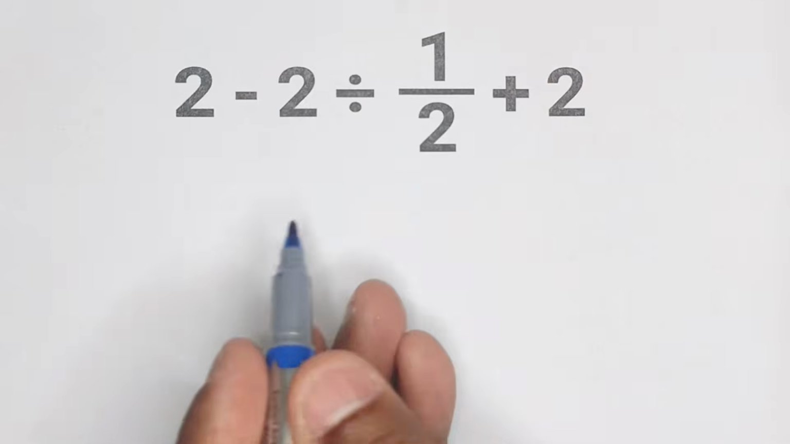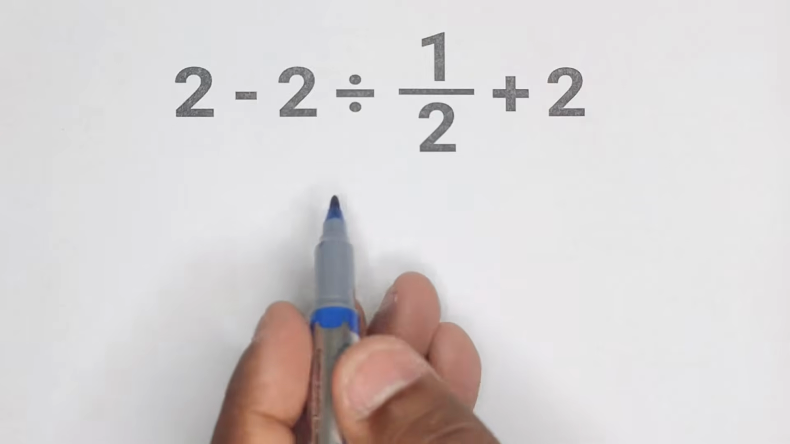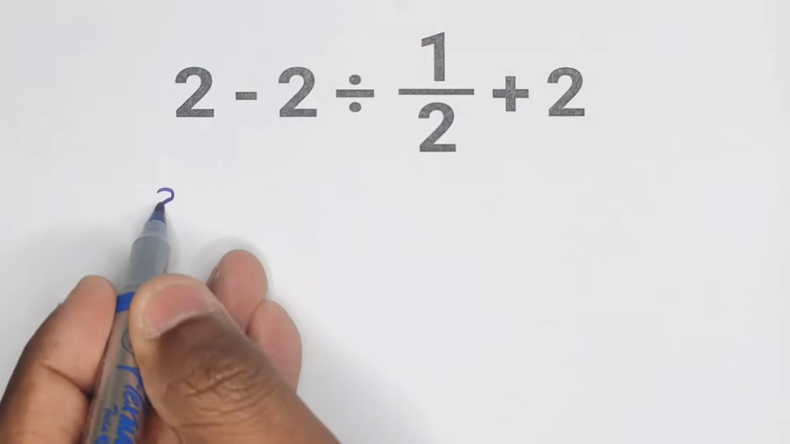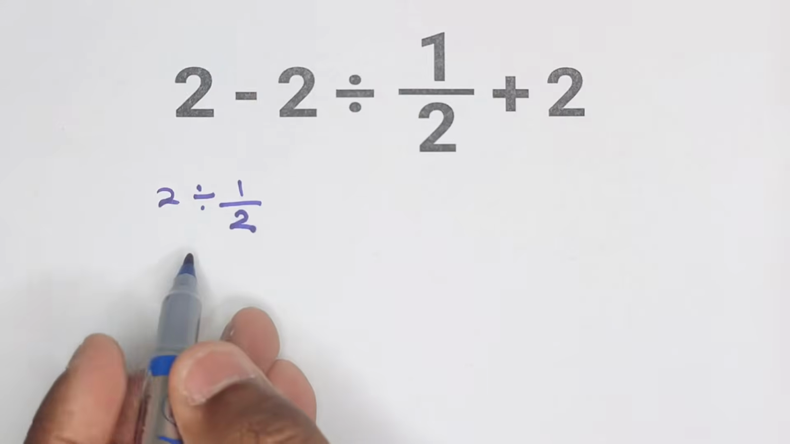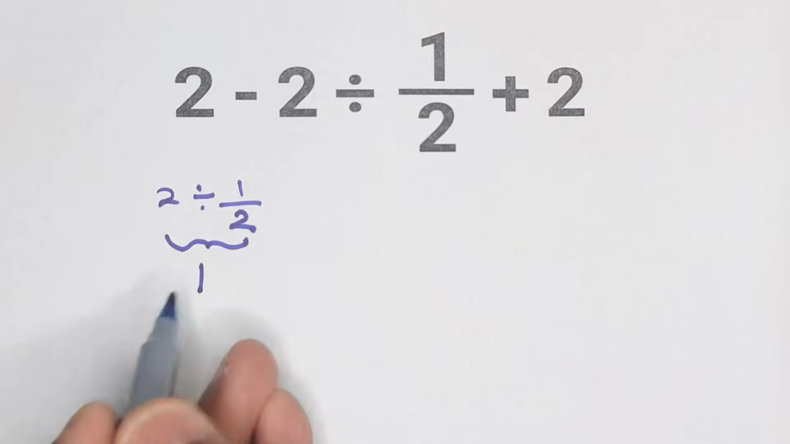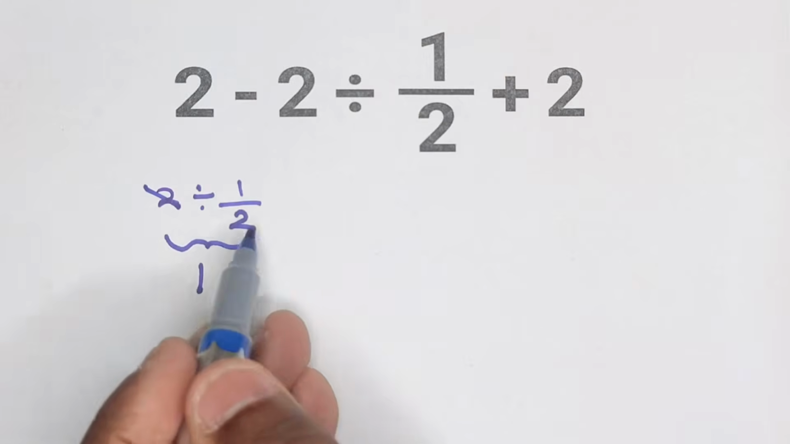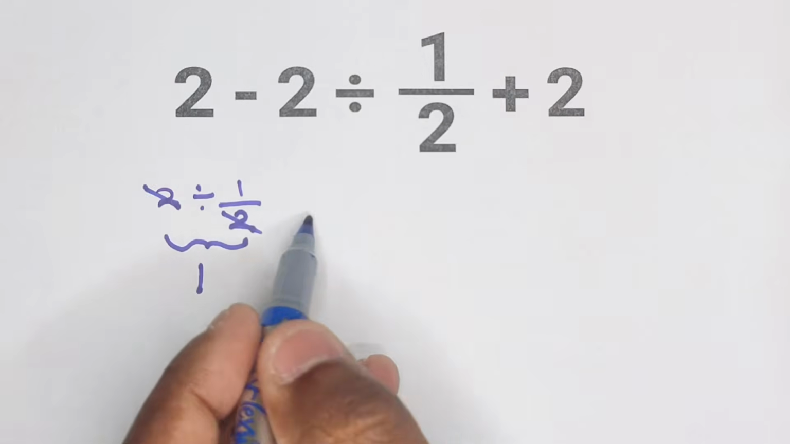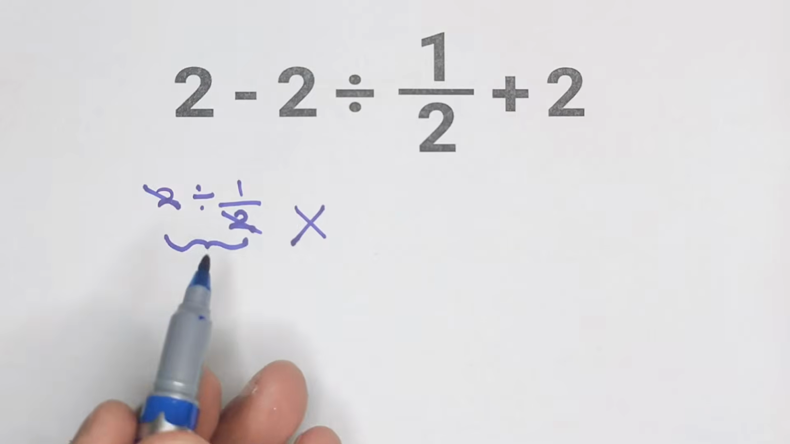The second mistake happens even when people know the order of operations. They correctly try to do this part first, 2 divided by 1 over 2. But somehow they think this equals 1. I don't know how exactly, but maybe they are trying to cancel this 2 with this 2. And that kind of cancellation is only allowed when we have multiplication, not division.